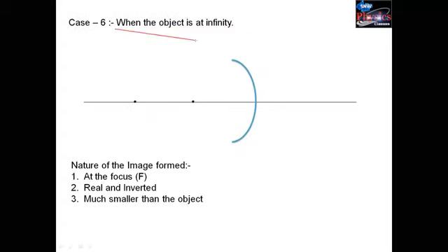The sixth case is when the object is at infinity. Infinity means it is infinite distance. The object can be visible or non-visible. So when the rays come from infinity, do you remember what the definition of principal focus is? When the rays coming from infinity go parallel to the principal axis, then what happens? It passes through the principal focus.